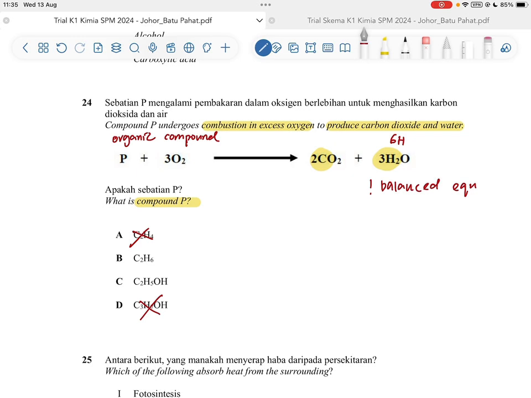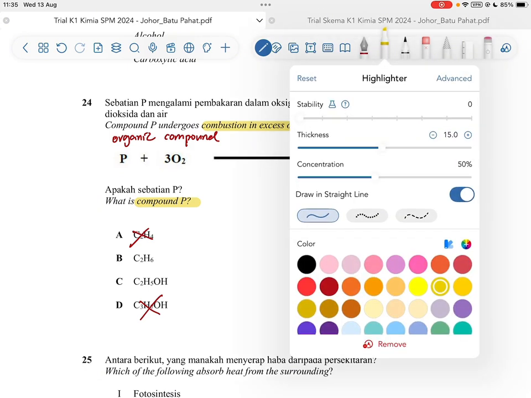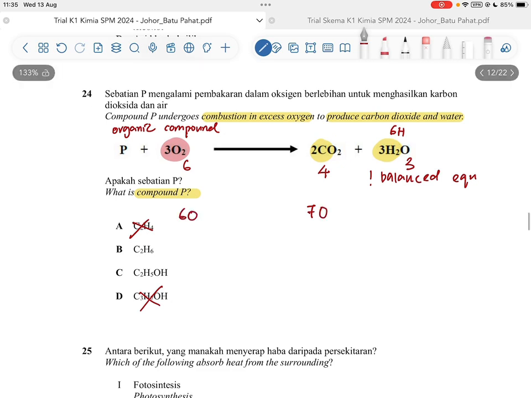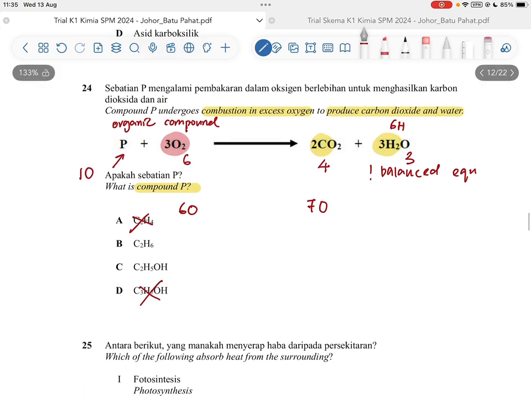Okay, so here, we need to observe the number of oxygen atoms in this case. In front we have 6 oxygen, because 3 times 2 equals 6, and afterwards here is 4 and here is 3. So at the right hand side we have 7 O, but at the left hand side we have 6 O. So it means that the compound P must contain 1 oxygen atom so that it can be a balanced equation. So the answer would be C.